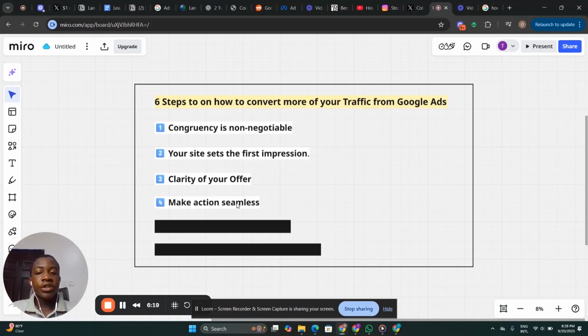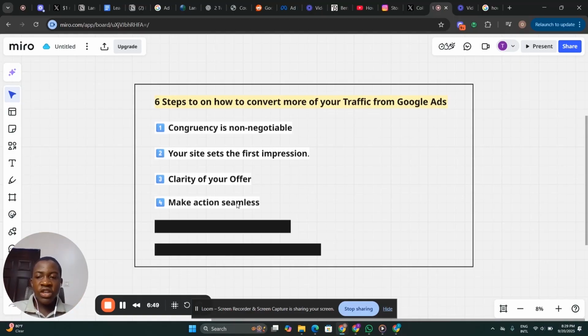The next one here is make action seamless on your site. I can't talk enough about this one. I come into all the sites and there are buttons not visible enough. I come into the site, and I don't even know this is a shop now button. It has a transparent background, the same background as the page. It has to be different.